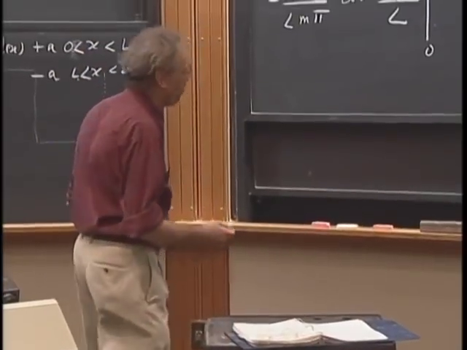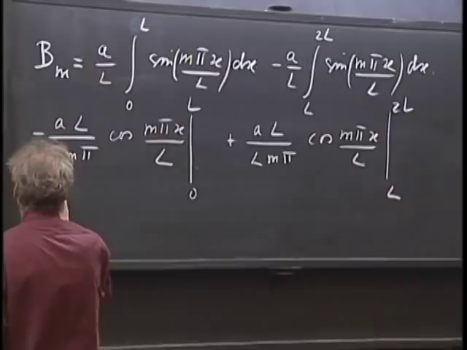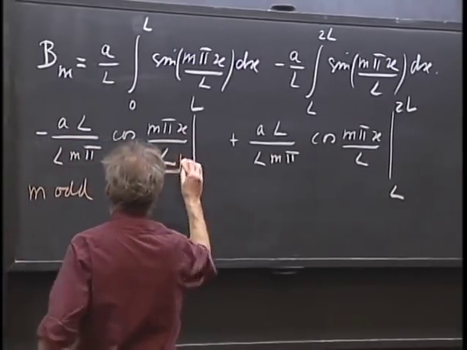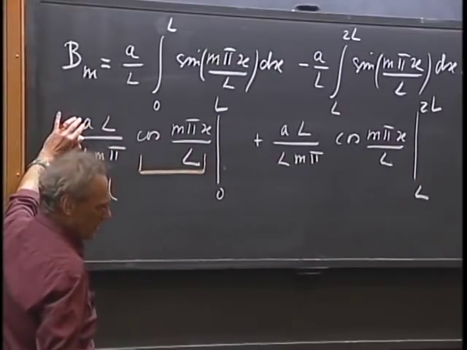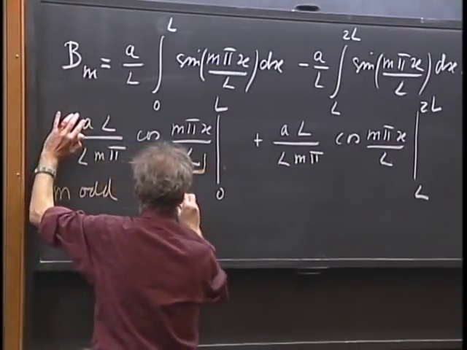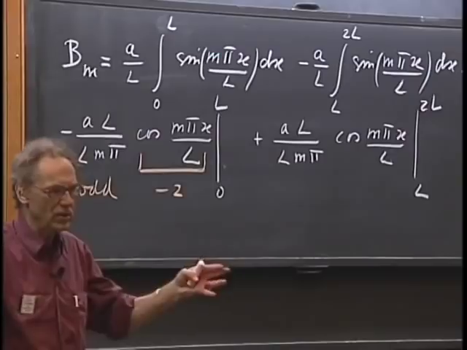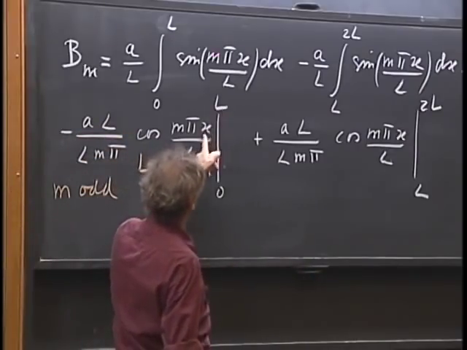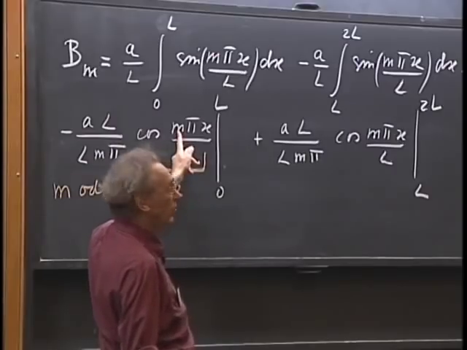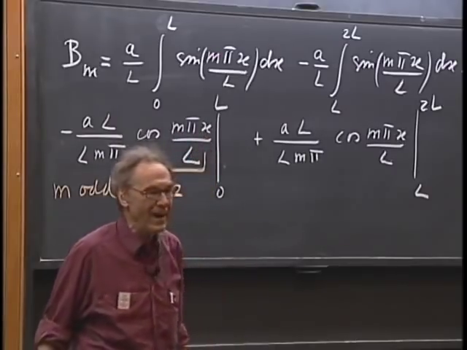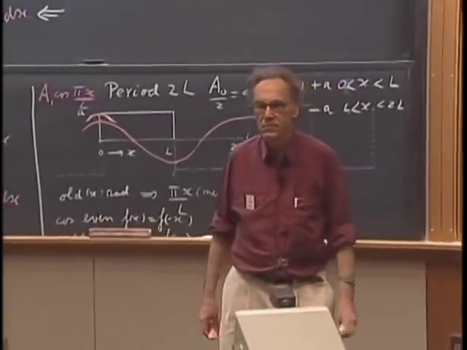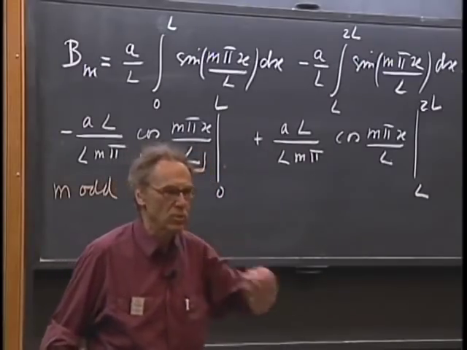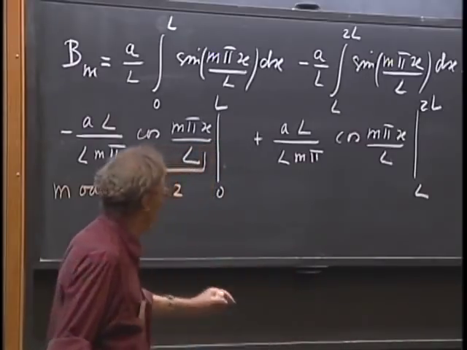Now, when m is odd, this one alone, don't look at this, this one alone is minus 2. You have enough knowledge to confirm that. You can see if you substitute x equals L, for instance, you take m equals 1, which is odd, you get the cosine of pi. That's minus 1. And then the cosine of 0 is 1, but you have to subtract that. You get another minus 1. So you get minus 2.